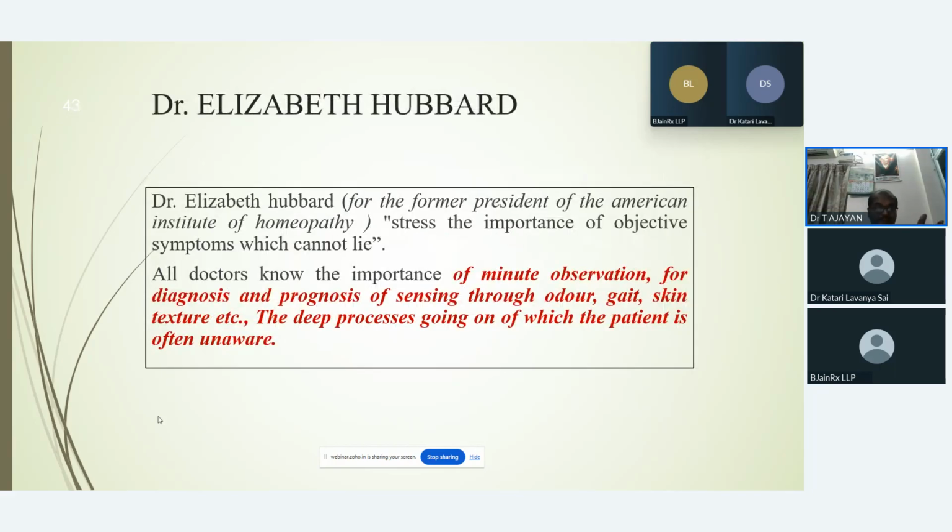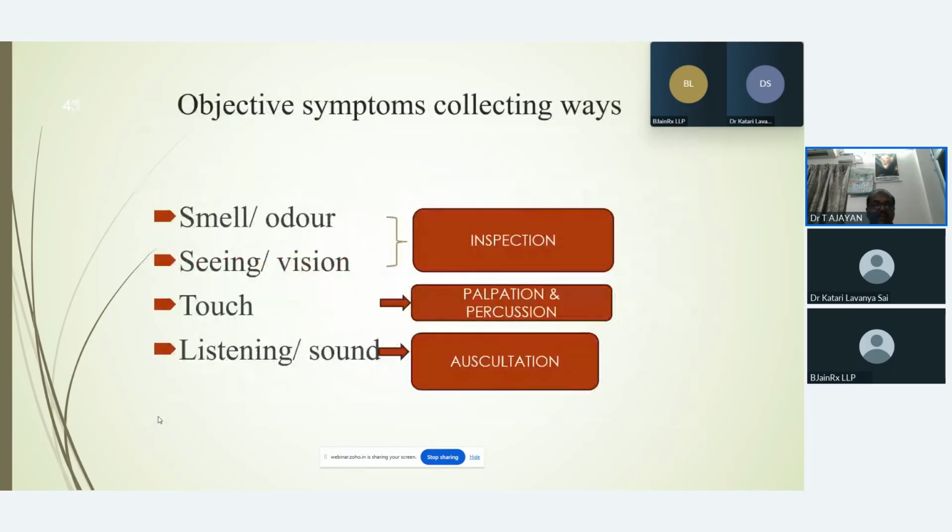Elizabeth writes that almost all our philosophers and stalwarts gave importance to the role of the physical examination, that means the collection of objective level symptoms. How do you collect the objective level symptoms? Through smell, odor, inspection, even touch of the body of the patient. That means the physical examination: palpation and percussion, then listening to the sound with the help of the stethoscope, that means auscultation. We are able to work out the right characteristic of the patient.